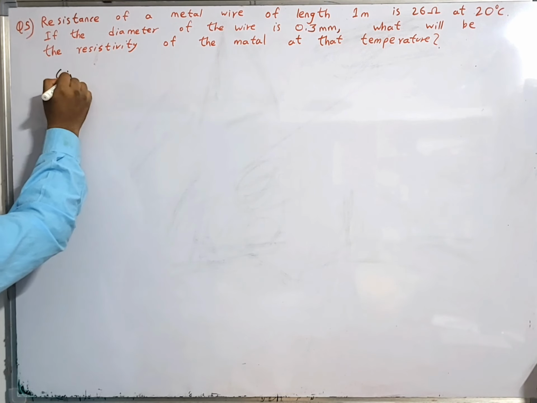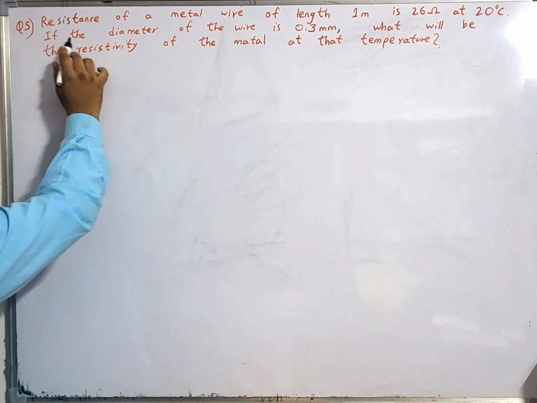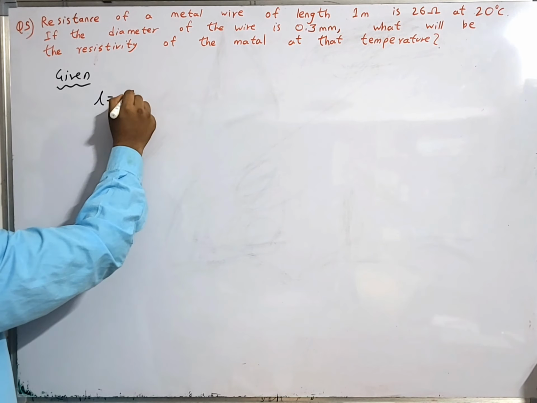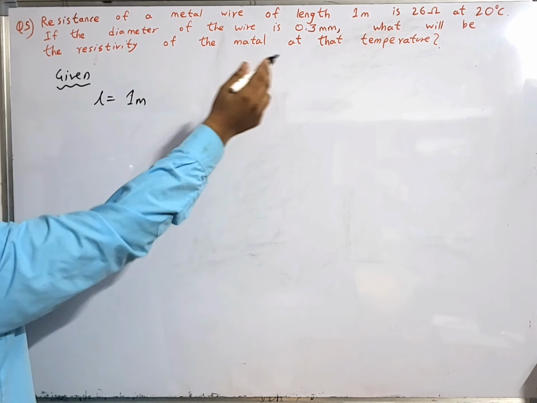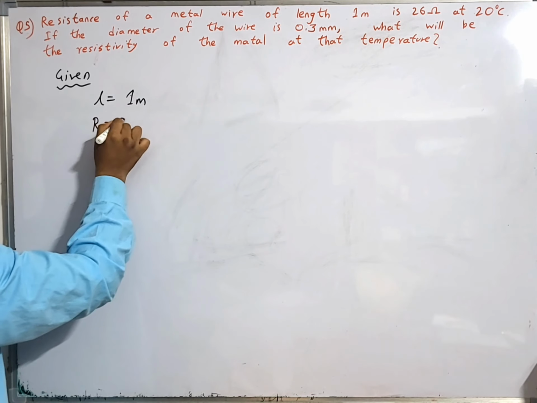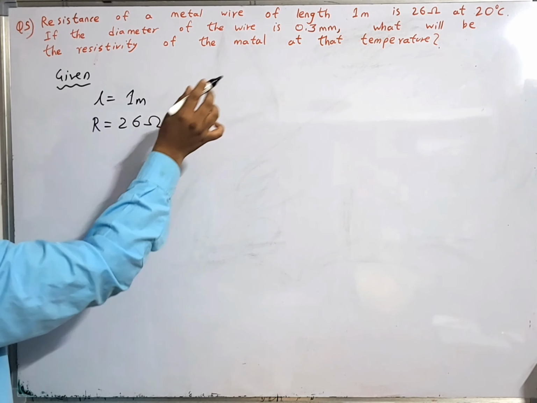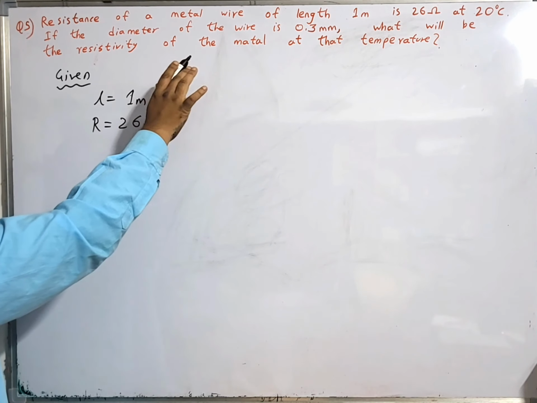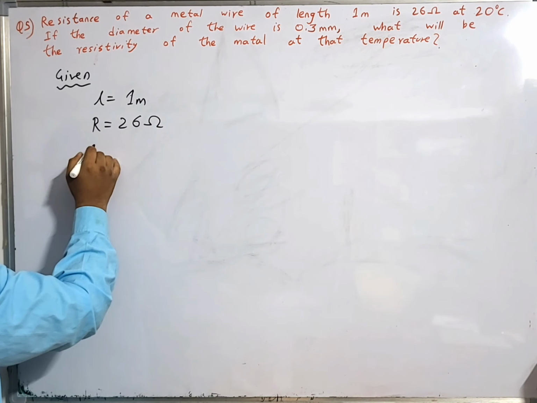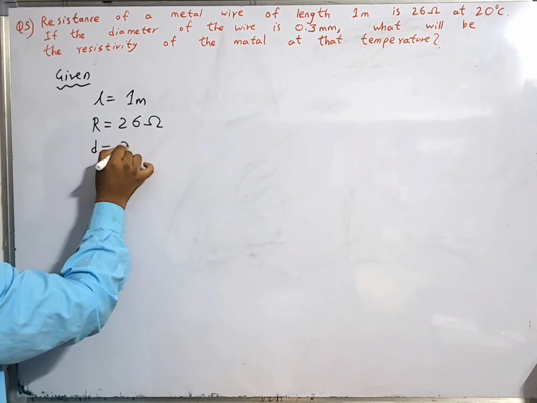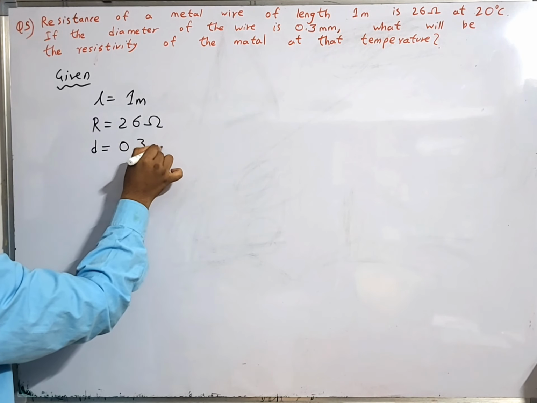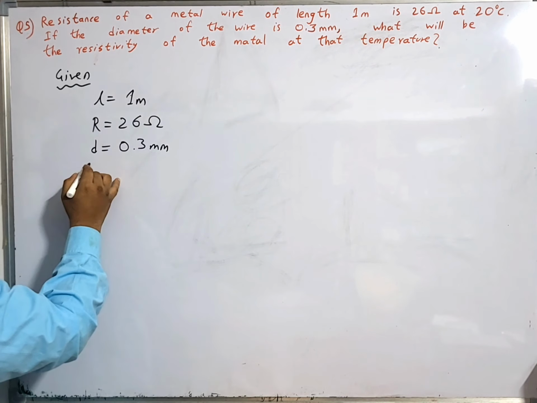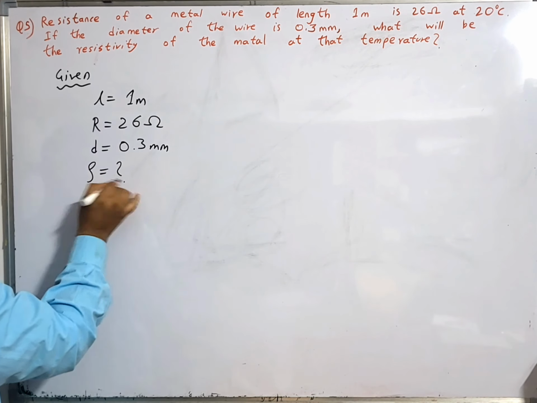Now the given values. First of all, resistance of metal wire of length L. So L is 1 meter. Then resistance is given, R is equal to 26 ohms. Then temperature is given. We are not going to deal with temperature. If the diameter of the wire is 0.3 millimeter, what will be the resistivity of the metal? So we have to find out the resistivity.